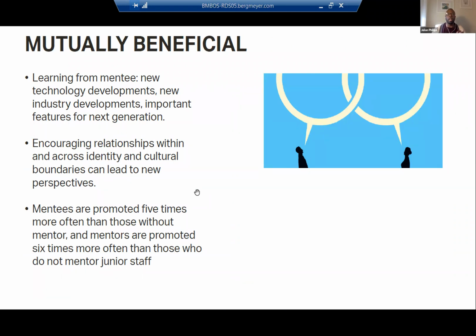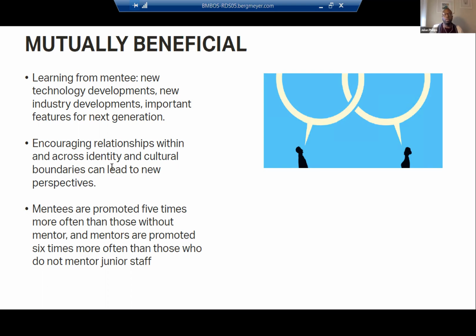I talk about all these things, but I really wanted to hit some aspects of mentorship and sponsorship that hit home for me. A lot of times when we think about finding a mentor or finding a mentee or finding a protege, we think, oh, okay, that's my time, my effort, my energy, but it is mutually beneficial. Learning from a mentee, you can learn new technology developments, new industry developments, and also important features to give to the next generation.